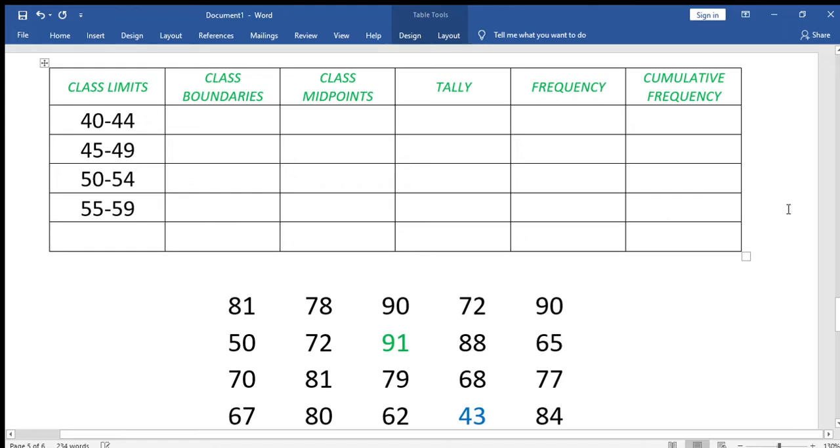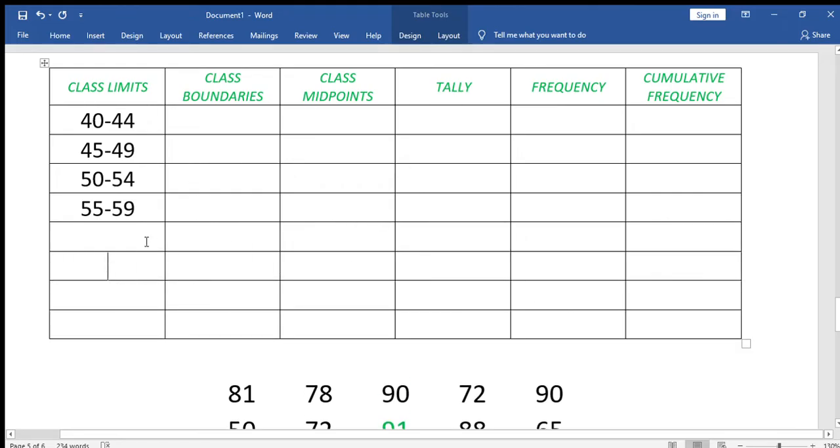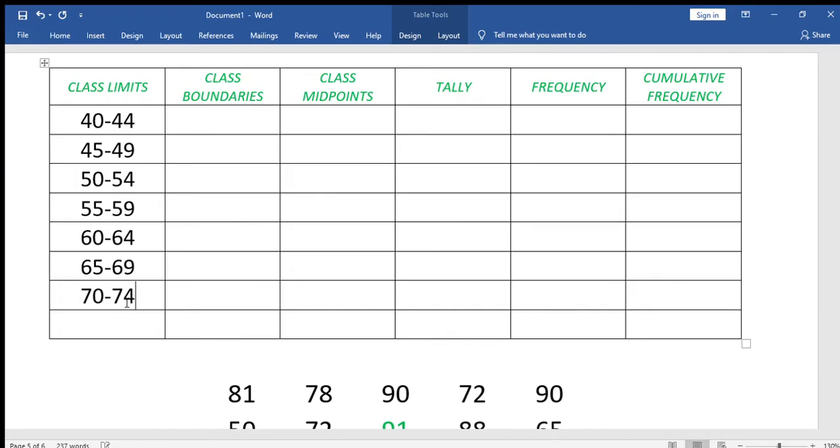Then after that, we have 60 to 64. Then we have 65 to 69. You need to be very cautious because one mistake here would be very terrible. So you need to be very vigilant and be very precise in doing your outputs, particularly in obtaining your class limits. Then we have 70 to 74, 75 to 79.